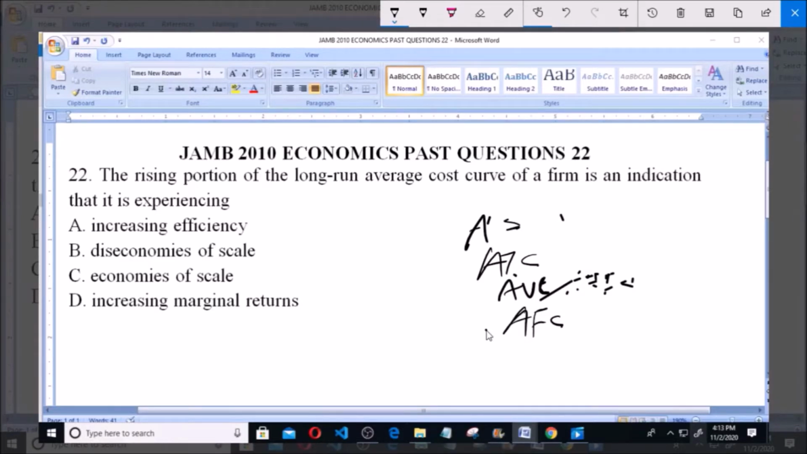So if you look at option A, which says increasing efficiency, option B, economies of scale, is not the indication of the rising portion of the long run. Economies of scale is not the answer, and increasing marginal returns isn't the answer. So the correct answer is option A, increasing efficiency.